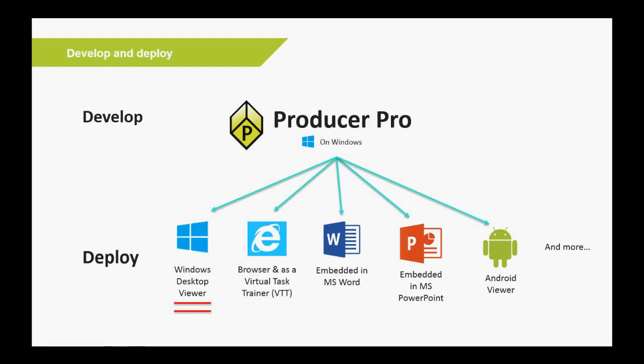Also, just to introduce the develop and deploy paradigm. Producer Pro is a Windows application where you will be creating your training, but that can go out to places like, for example, what we'll be seeing today, the Windows Desktop Viewer, which is a standalone application. You can also embed your training into Internet Explorer as part of a virtual task trainer. You can put this in Microsoft Word and Microsoft PowerPoint too. We have an Android viewer that I would love to have you ask me questions about, and there are many more.